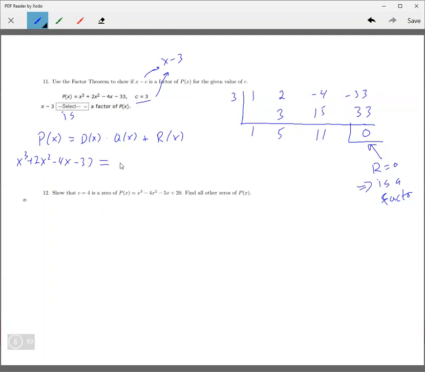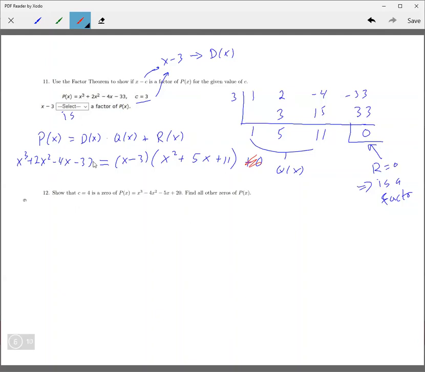what it's telling you is that it's equal to x minus 3. That's the divisor, x minus 3, right? Times the quotient, which comes from here, x squared plus 5x plus 11, plus the remainder, which is 0. So that's basically plus 0. So essentially, we didn't really even need to write that.